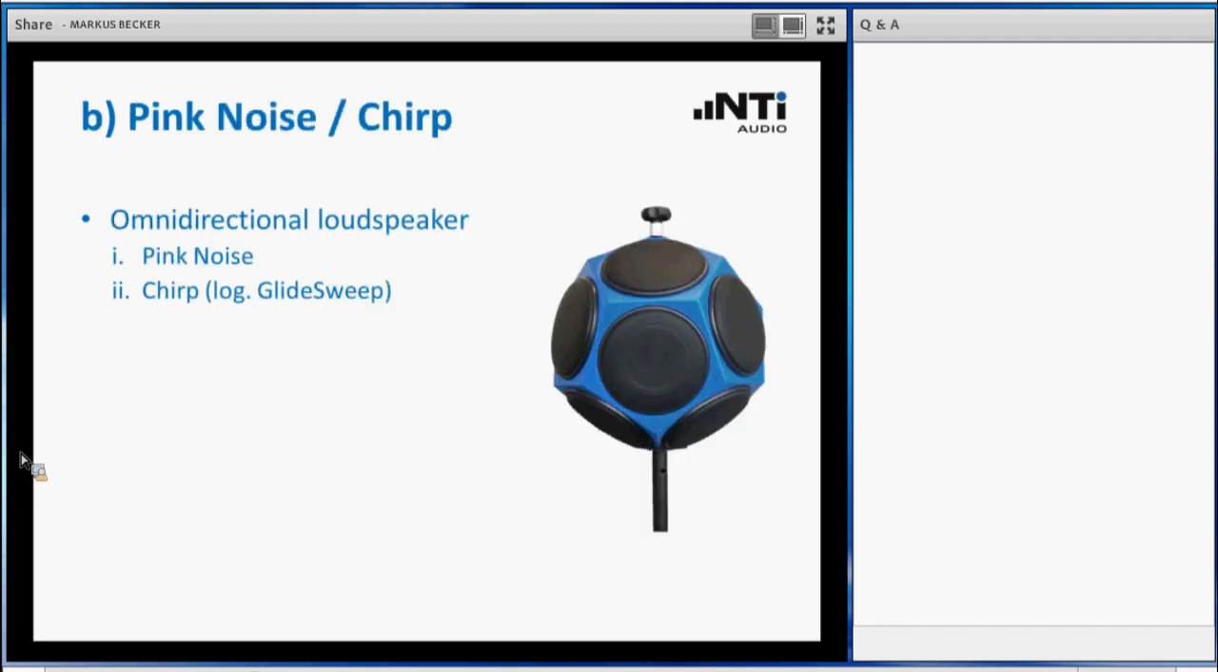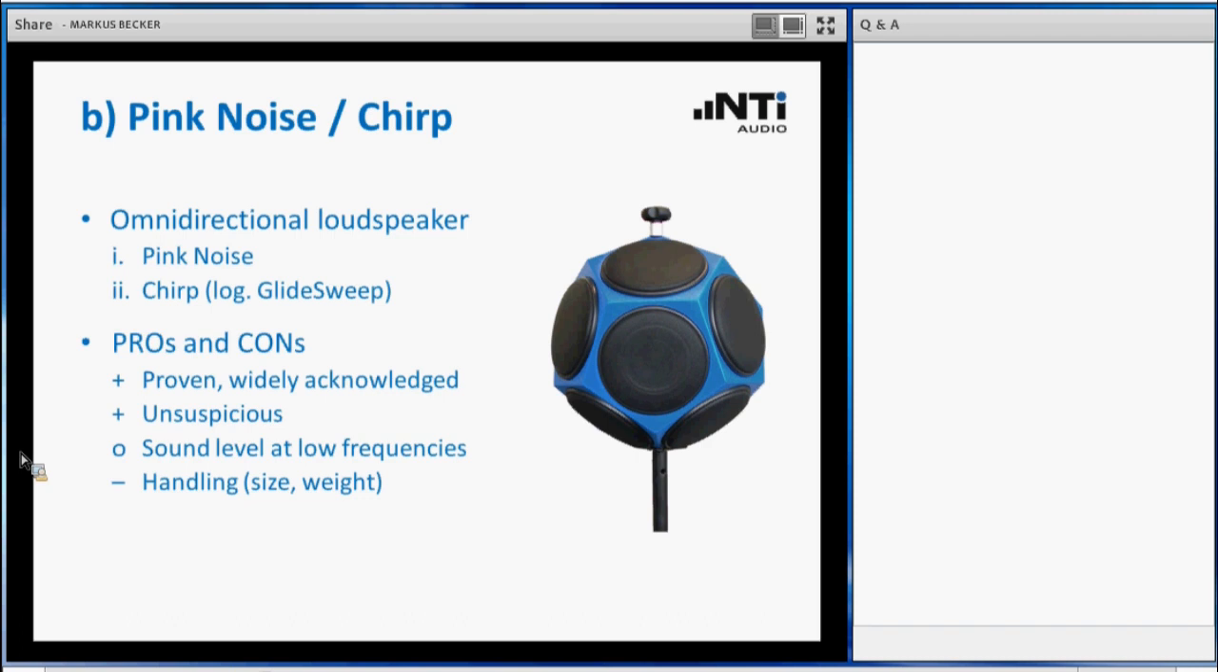The alternative would be using a dodecahedron, a dodec as we call it, or omnisource. So this is an omnidirectional loudspeaker that can create, for instance, pink noise or a chirp, which is a logarithmic glide sweep signal. The advantage of this solution is that it's widely acknowledged, it's a proven method, it is unsuspicious, nobody would look awkwardly at you if you carry that around.